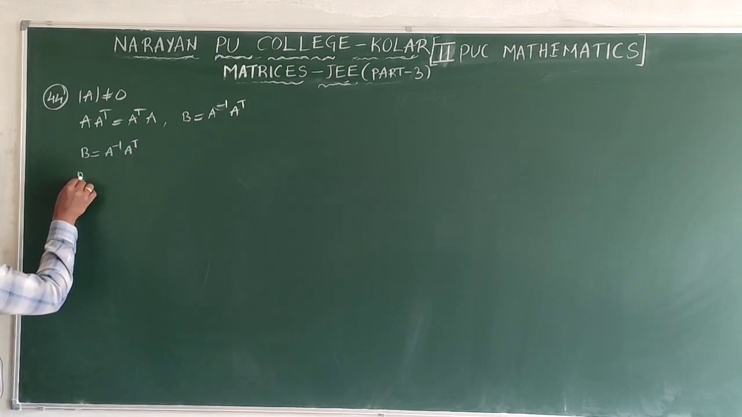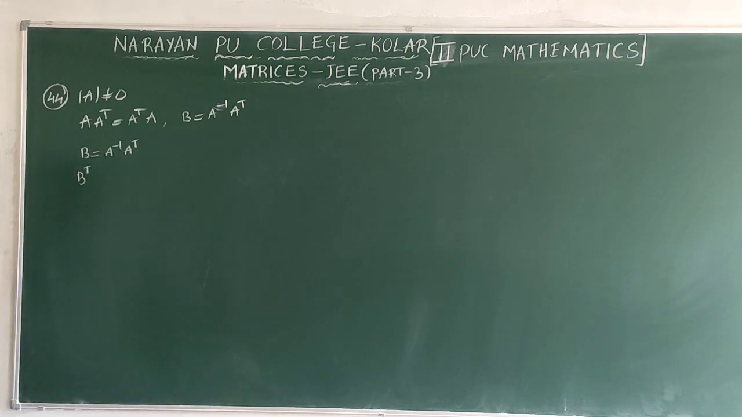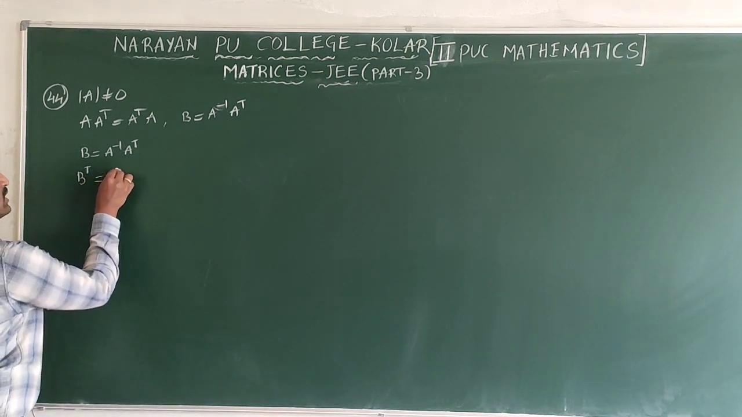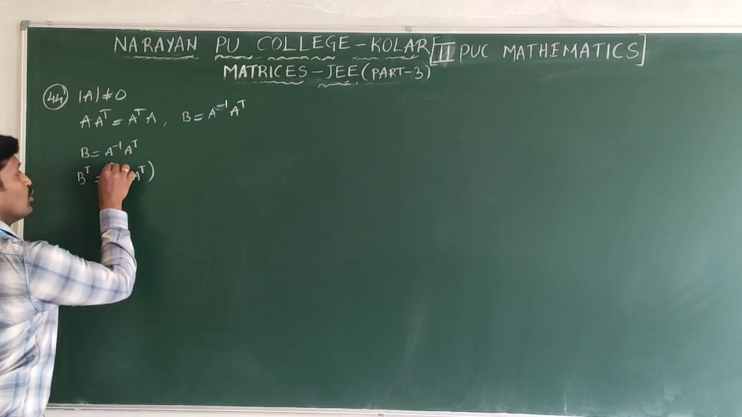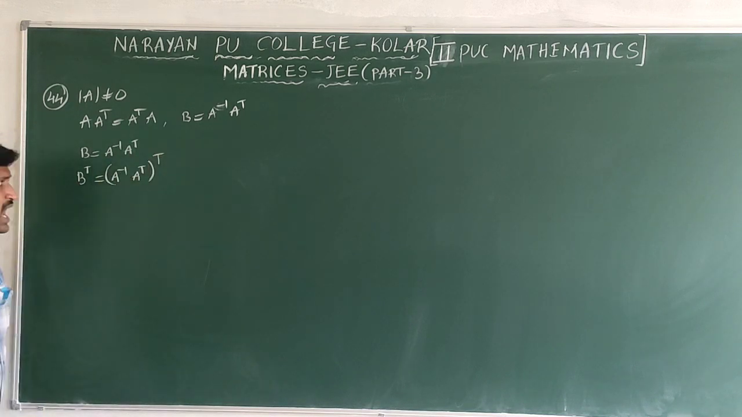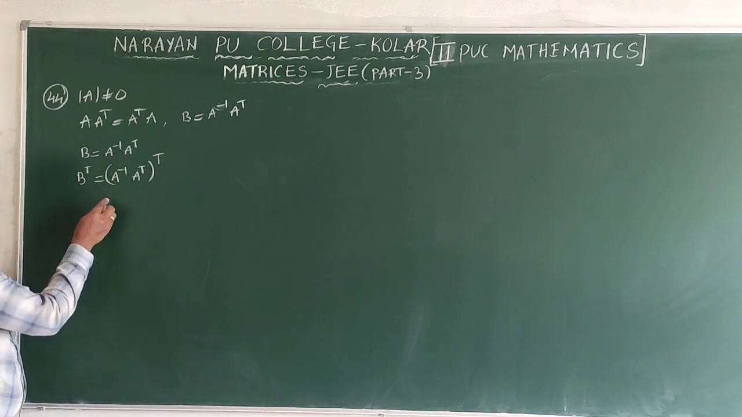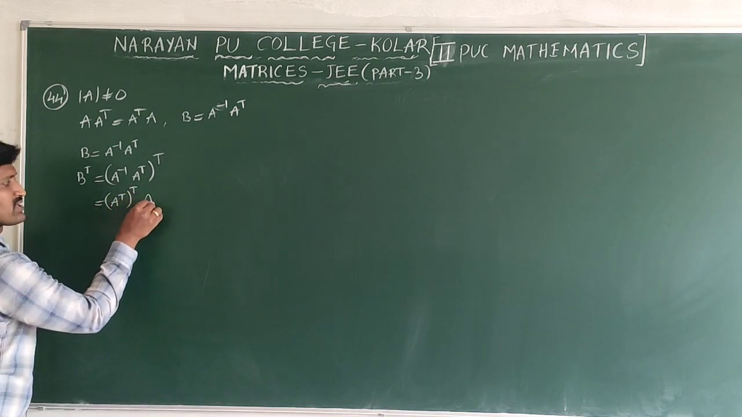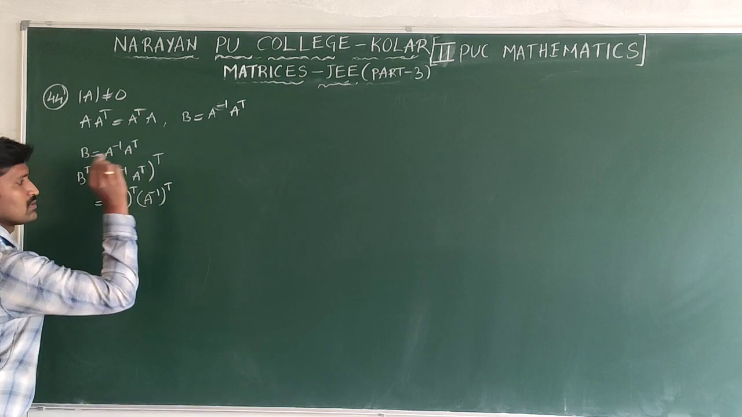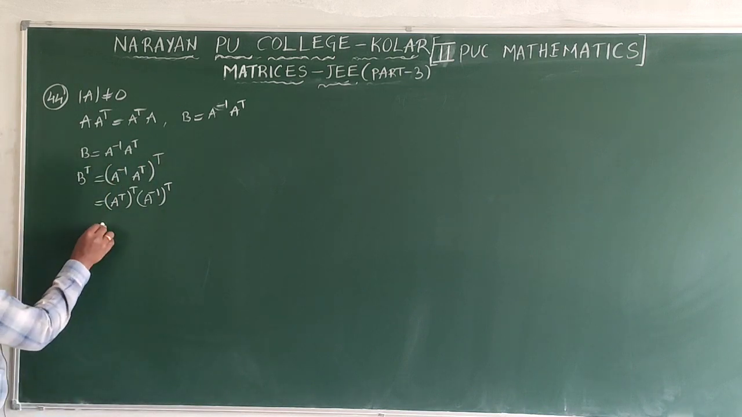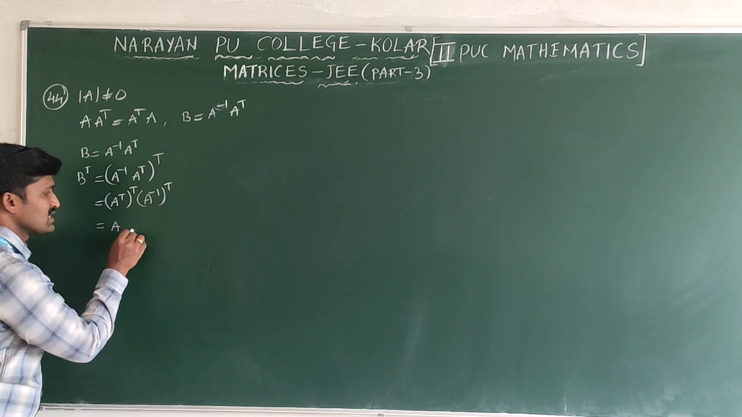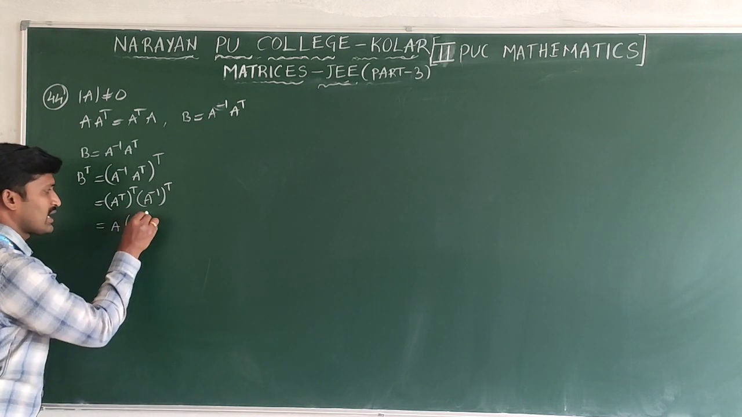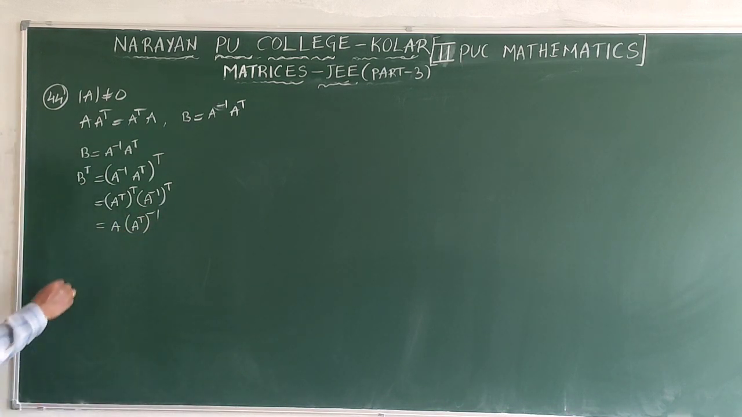I will find B transpose first. B transpose is A inverse A transpose, whole transpose. Already we know the formula for the transpose of a product: second matrix transpose into first matrix transpose. Now A transpose whole transpose is A. Here we can change the position: A transpose, whole inverse. Both are the same only.